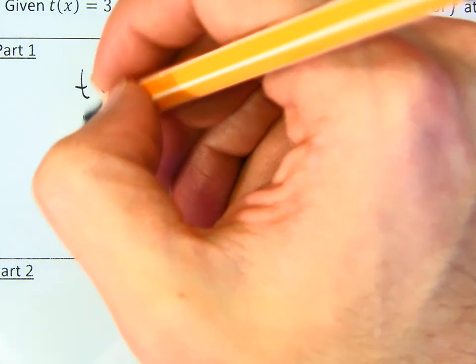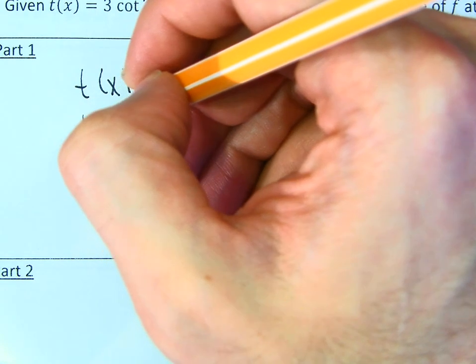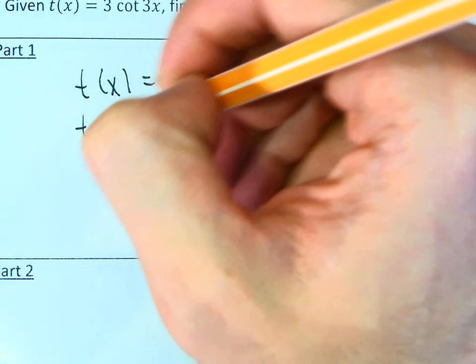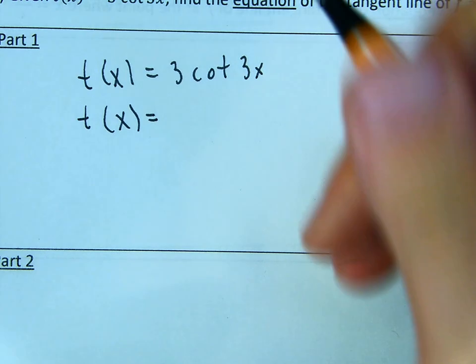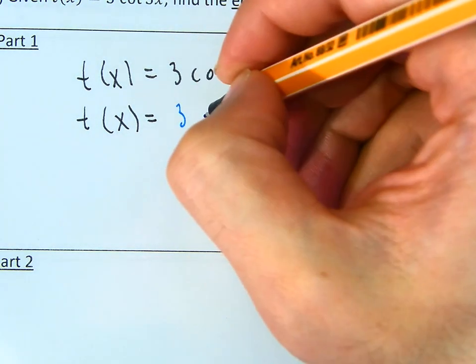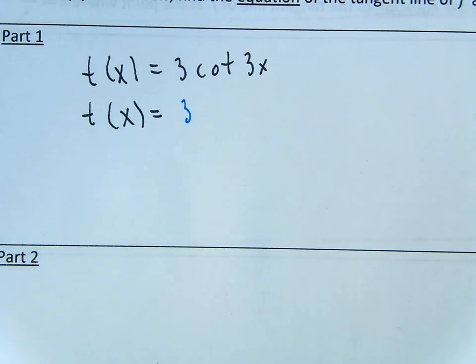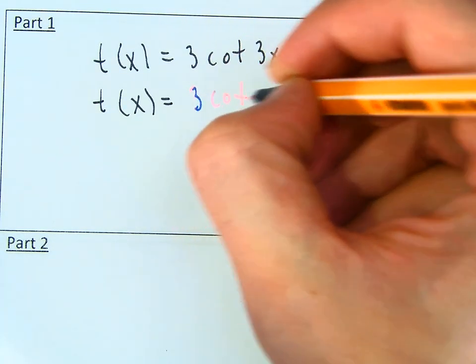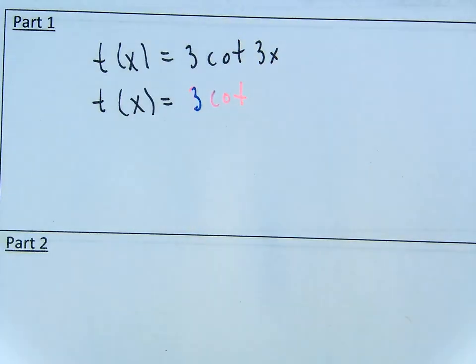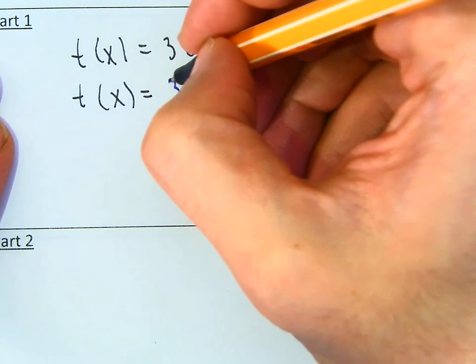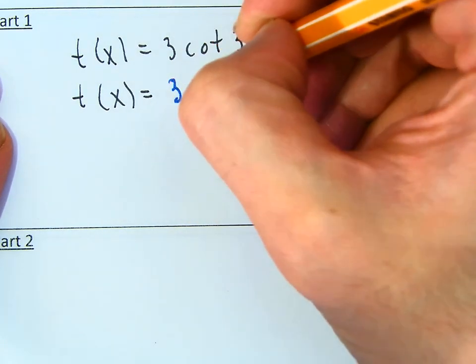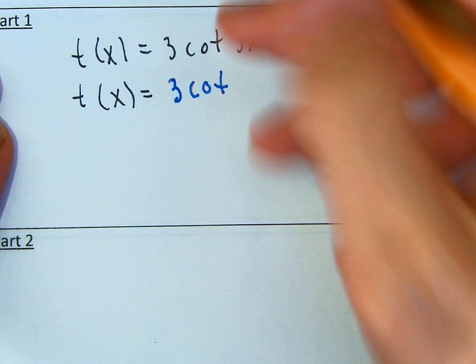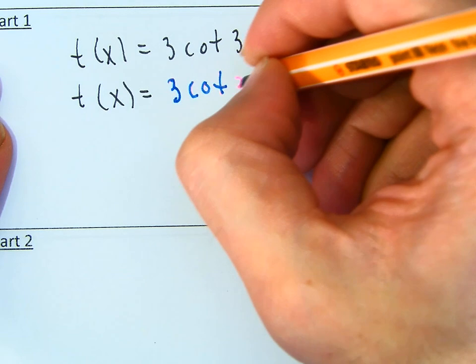To find this, let's break it down a little bit. Let's do inside and outside. Let me color code it a little better. Let this be your outside, and then this is your inside, okay?